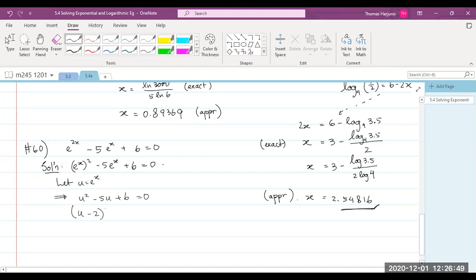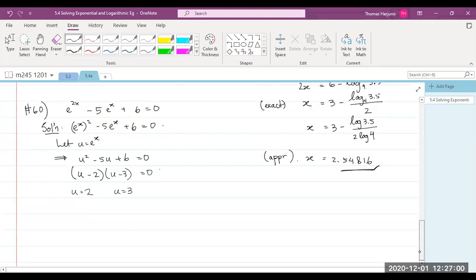It's (u minus 2)(u minus 3) equals 0. So u equals 2, u equals 3. Now I change it back, so e to the x equals 2, e to the x equals 3. So natural log of 2 equals x. That's the exact form, right? And then you use the calculator to find the approximate form. Now, why do I want to do number 60 first?